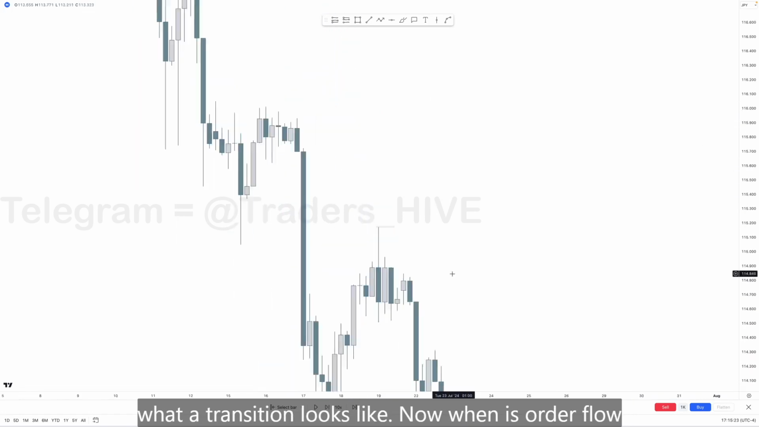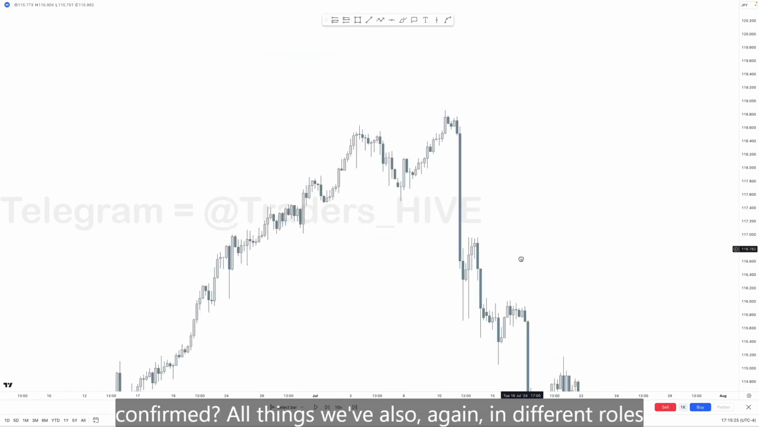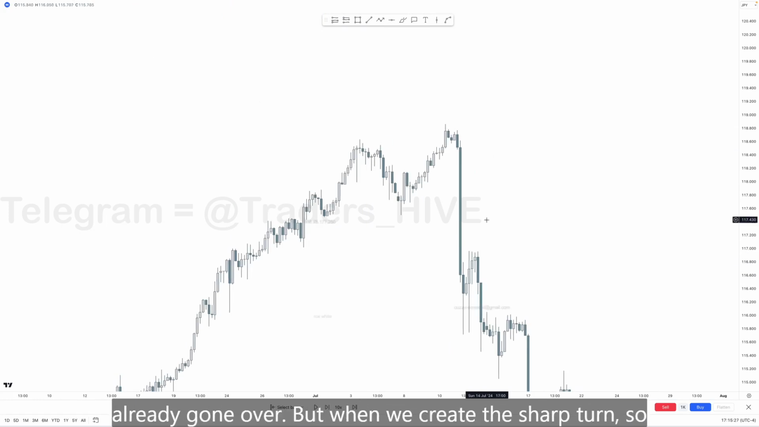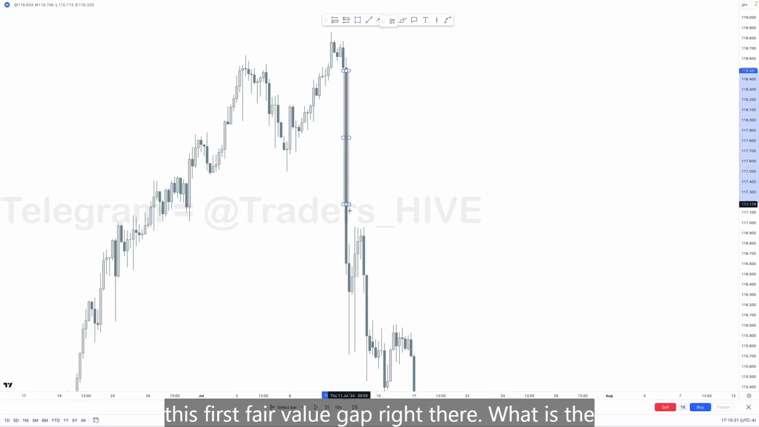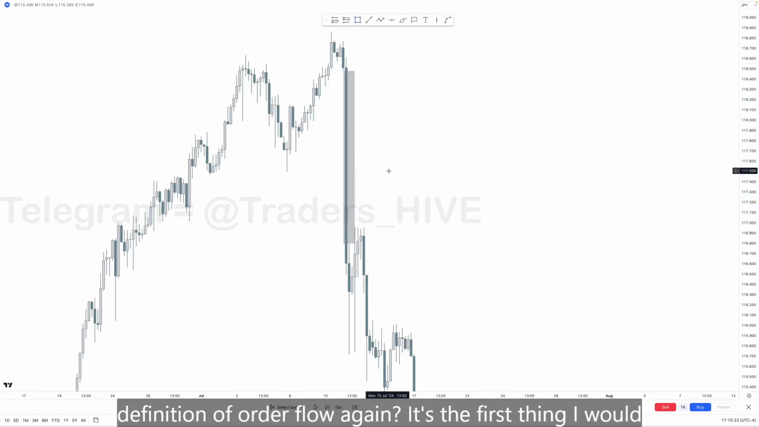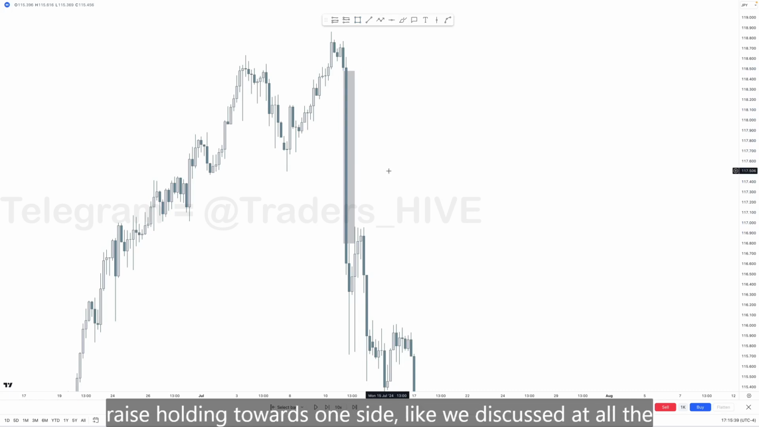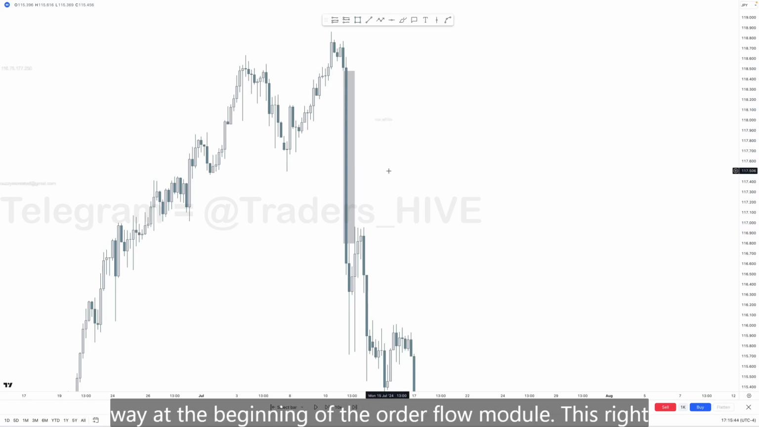Now, when is order flow confirmed? All things we've also, again, in different realms already gone over. But when we create the sharp turn, so this first fair value gap right there, what is the definition of order flow again? It's the first thing I would like to ask you even. The definition of order flow is PD arrays holding towards one side, like we discussed all the way at the beginning of the order flow module.